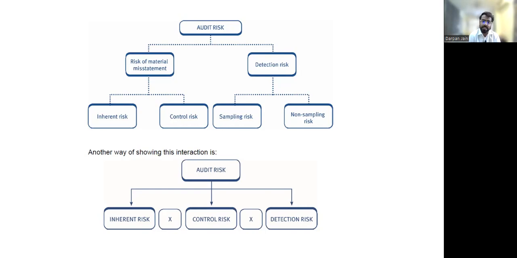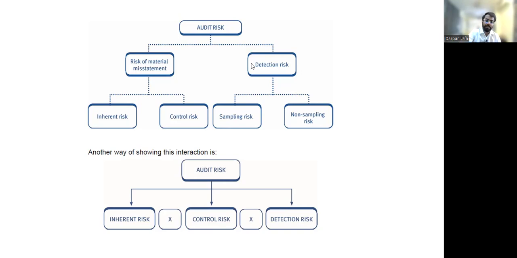And what is sampling risk? The risk of you selecting the wrong sample, because of which your conclusion is going to be wrong. That is sampling risk. Because your sample does not represent the entire population, because of such wrong selection of the sample, the conclusion that you come up with is itself wrong. That is sampling risk.